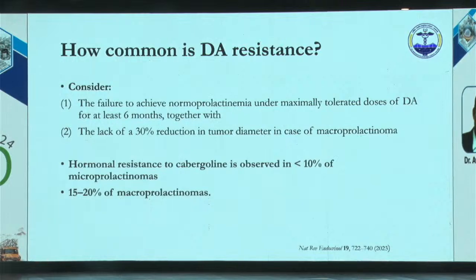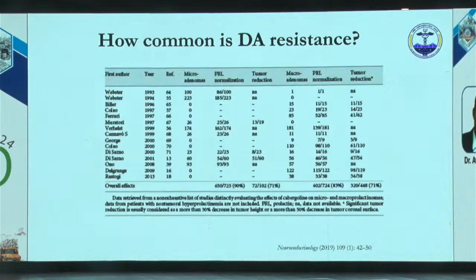What should be the prevalence of DA resistance? How much can we expect? The hormonal resistance to cabergoline is roughly around 15 to 20% in macroprolactinoma, but we have to remember that is an overestimation because in most of the studies, the dose is not adequate and the timing is not adequate. And you have to wait for at least 6 months before you comment that the patient is going to be having resistance. So this is a summary slide of different studies.